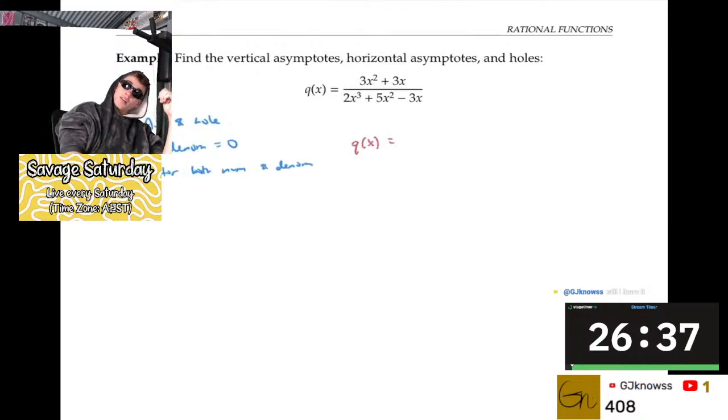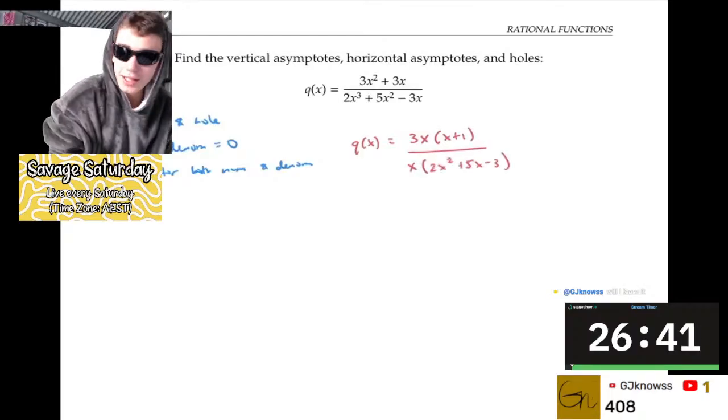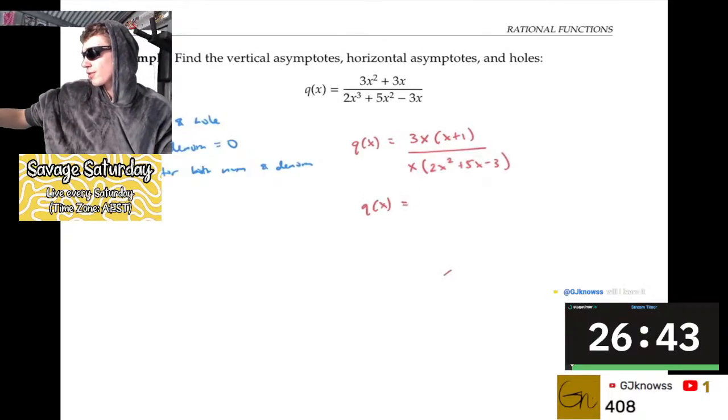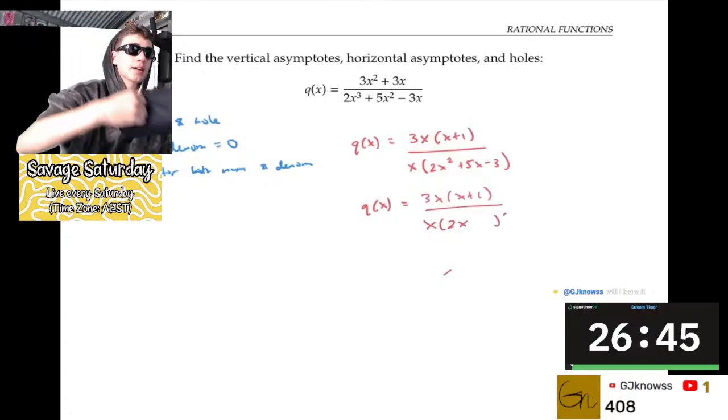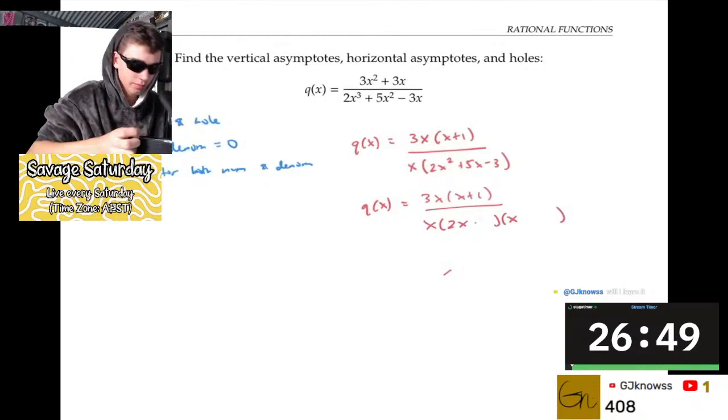The numerator is pretty easy to factor. Let's see, that's 3x times x plus 1. For the denominator, I'll first factor out an x, and then I'll factor the rest using a guess and check method. I know that I'll need a 2x and an x to multiply together to get the 2x squared, and I'll need a 3 and a minus 1, or else a minus 3 and a 1.